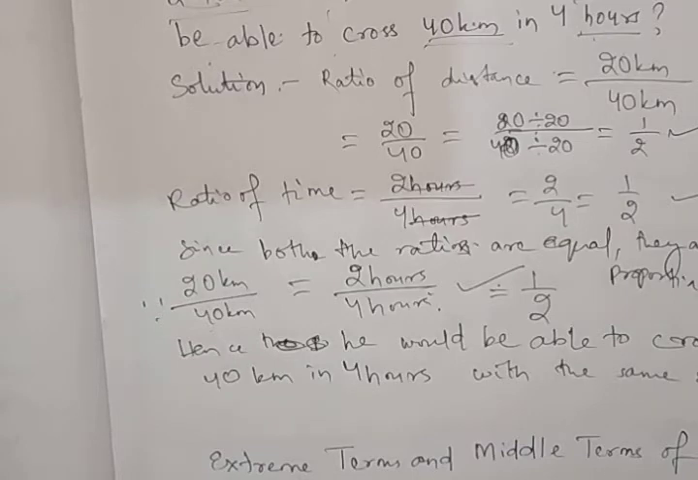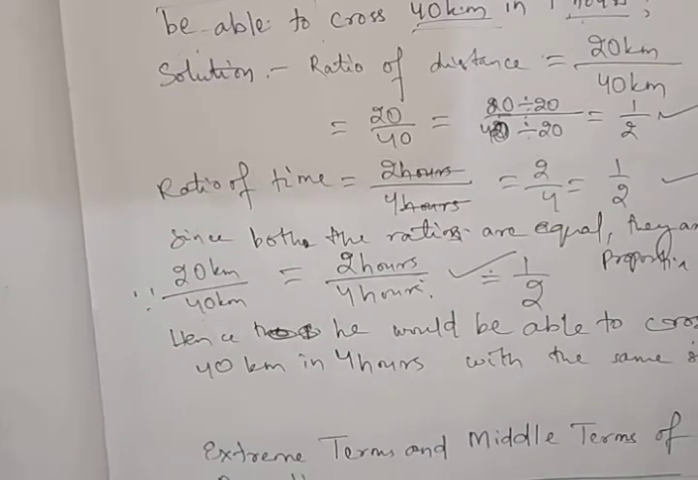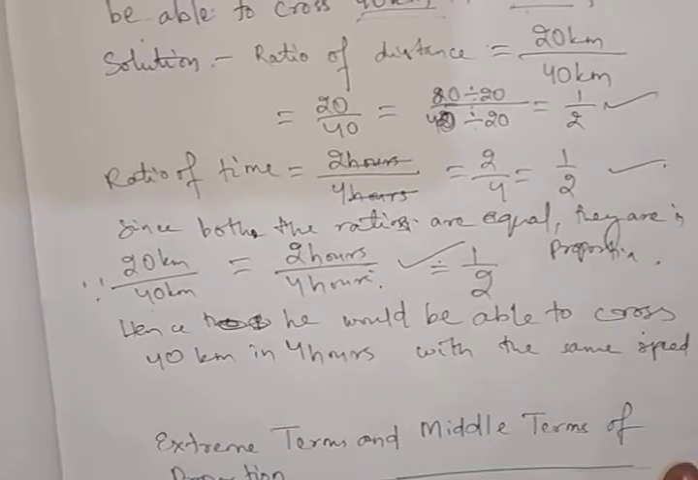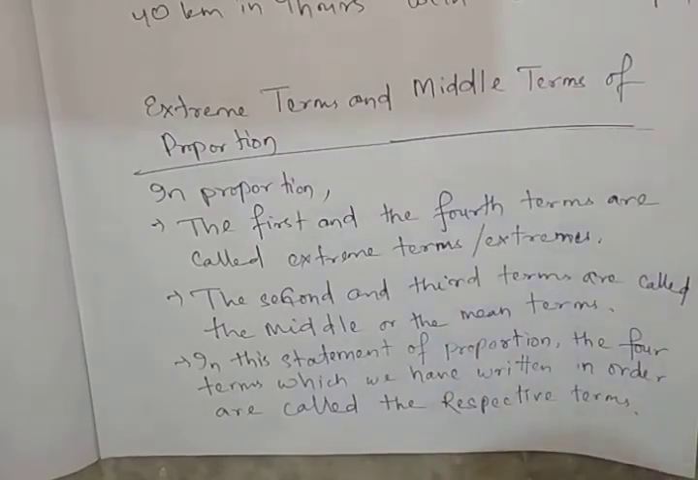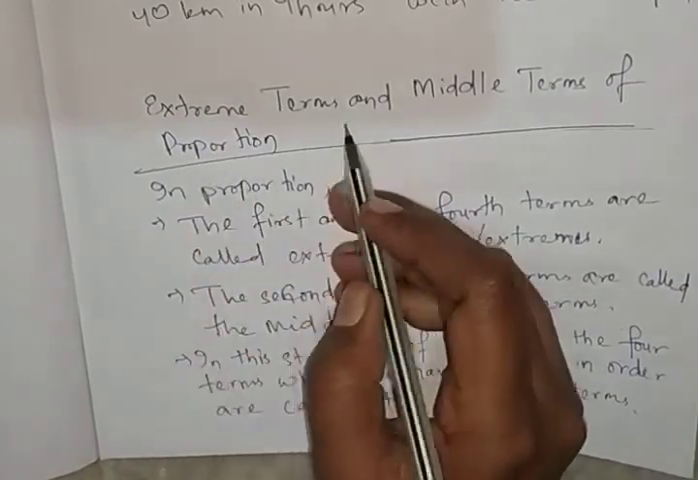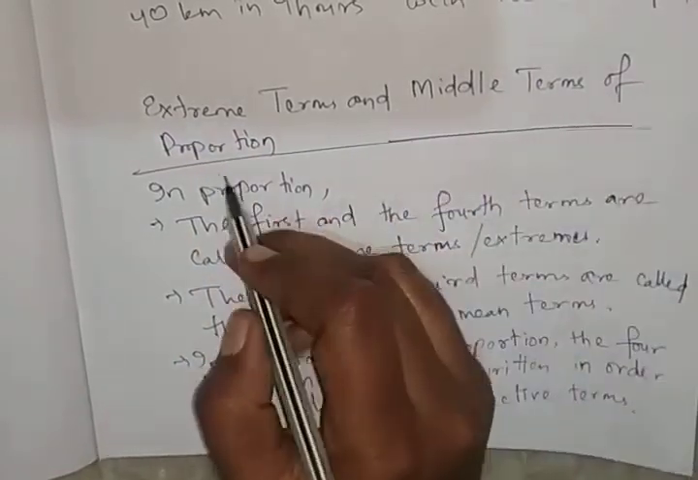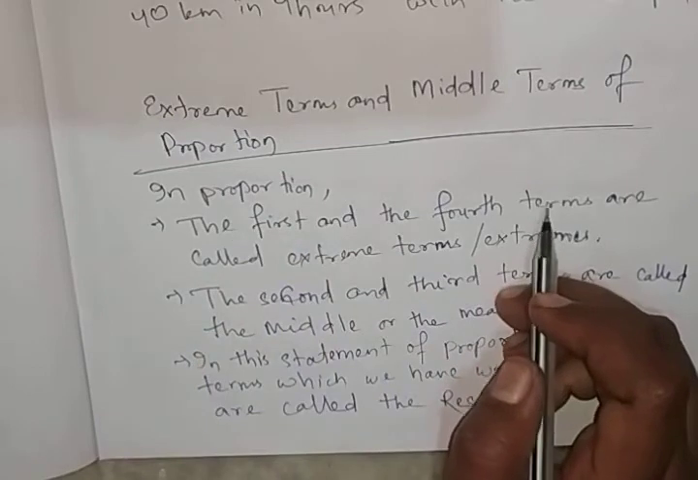If both the ratios are the same, then it would be possible. If both the ratios are not the same, then they are not in proportion. So let's see some terms in proportion: extreme terms and middle terms of proportion. So there are extreme terms and middle terms.